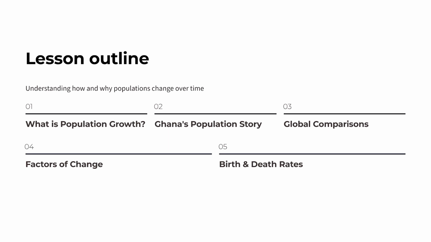First, we will find out what population growth means. Second, we will look at how Ghana's population has changed over the years. Third, we will compare Ghana's population growth with other countries in Africa and around the world. Fourth, we will discuss the main factors that cause populations to change, things like birth rate, death rate, and migration. And finally, we will take a closer look at birth and death rates, what causes them to rise or fall, and their effects. By the end of this lesson, you'll be able to explain how these factors work together to shape a country's population.